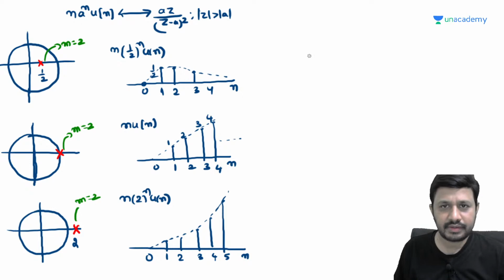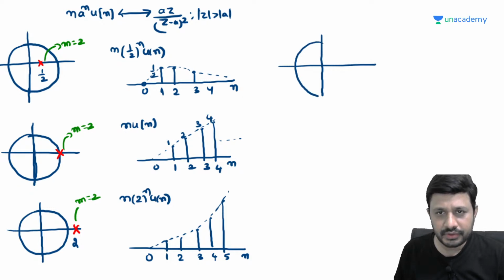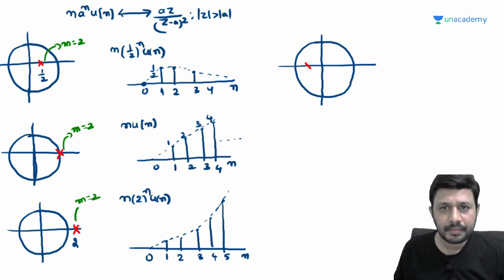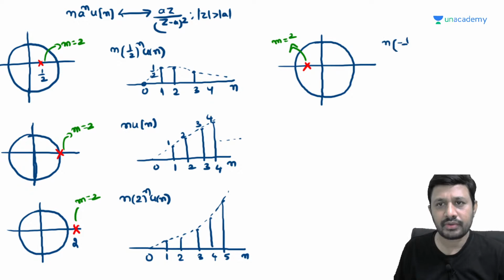Now, the next thing is here you may have this kind of situation. M is 2. What could be the time domain signal here? N times minus 1 by 2 whole power n u of n. What could be its shape, or what could be its inverse Z transform? The same shape you will get as that of n into 1 by 2 whole power n u of n, but alternate plus and minus will come.